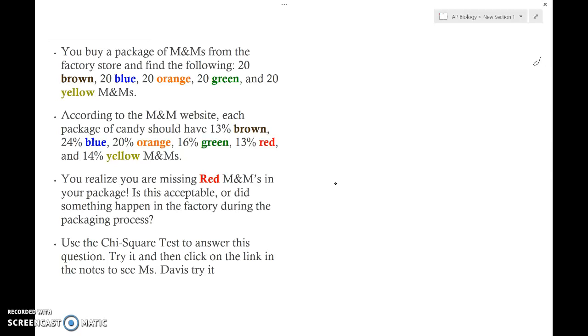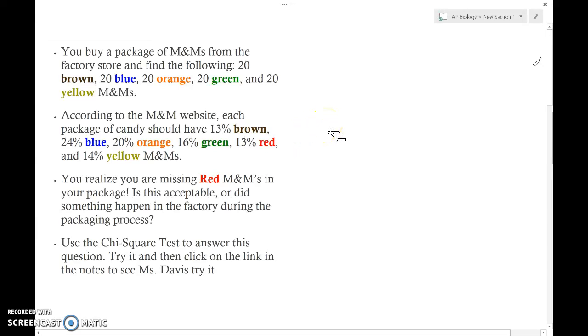If you're ever curious about chi-squared and you want to do your own problems, these numbers right here are the actual numbers from the M&M website. You are more than welcome to seek out more. You can get the big bags. Those are actually better, which we'll talk about in just a little bit.